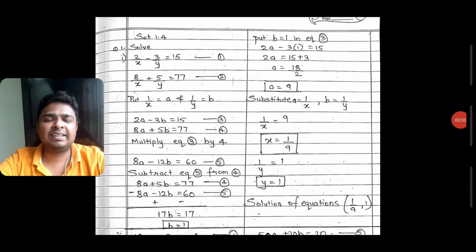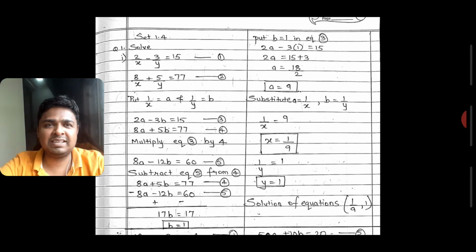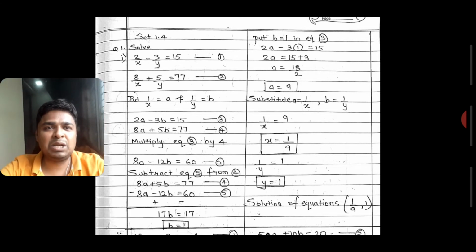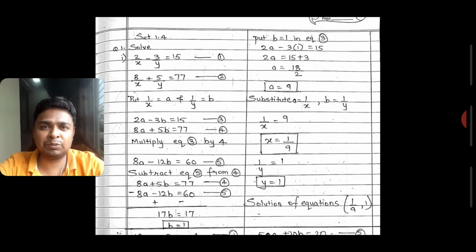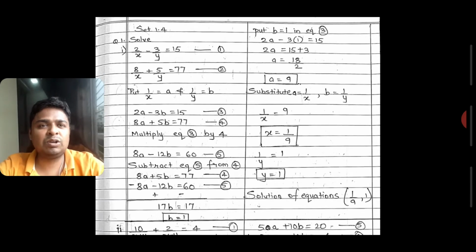Hello friends, let us start with the next exercise 1.4. So 2 upon x minus 3 upon y is equal to 15 and 8 upon x plus 5 upon y is equal to 77. Now if we substitute 1 upon x is equal to a and 1 upon y is equal to b, it becomes easier for us to solve.